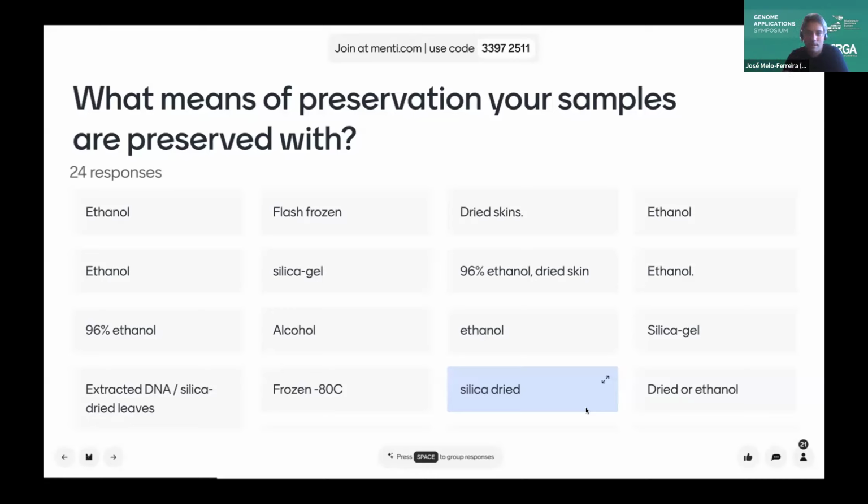Wow. Gabor is saying that silica gel works well for him in the case of some animals, and he's also asking about any experience with DNA degradation in the preservative. We have experienced DNA fragmentation in stored material, which goes along the lines that Jose was just talking about.